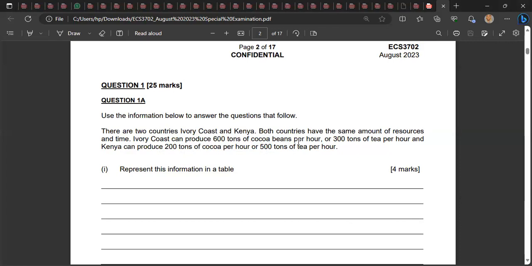Okay, so we have cocoa beans. What's the other one now? And tea. Okay, cocoa beans and tea. Let's just copy that there.